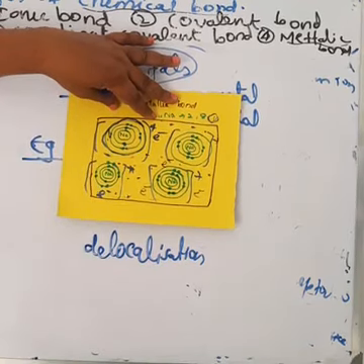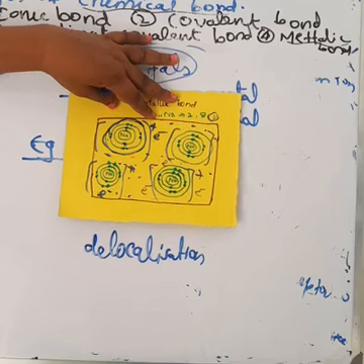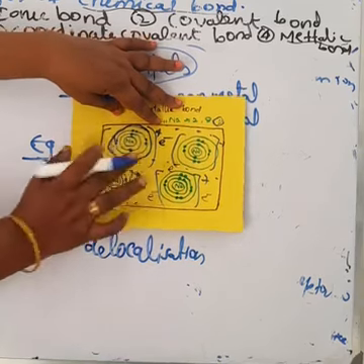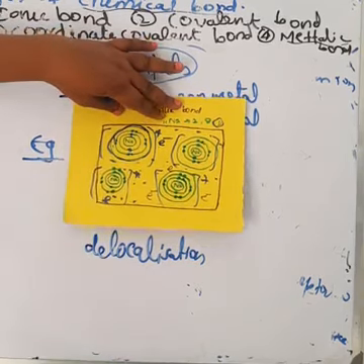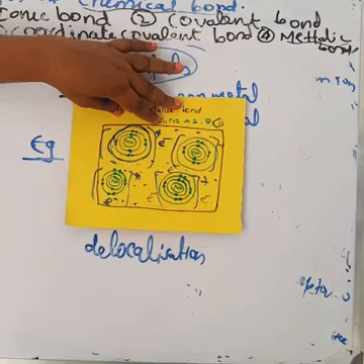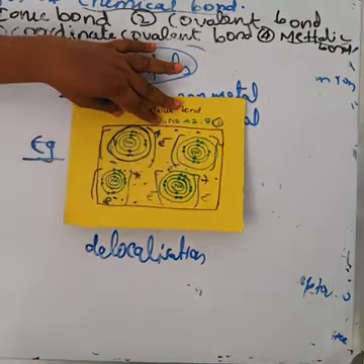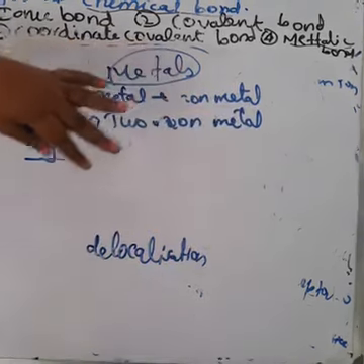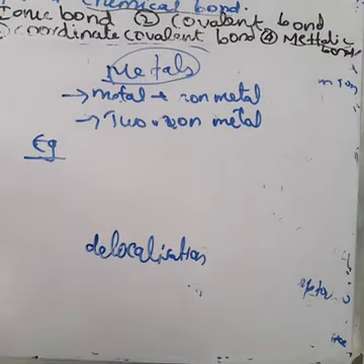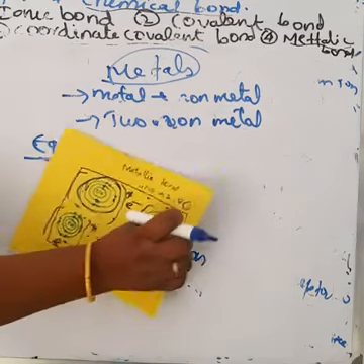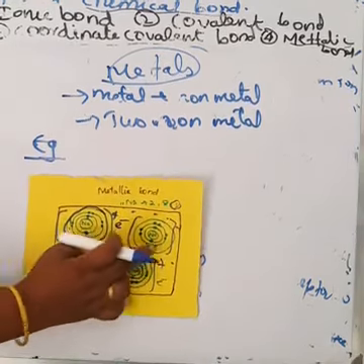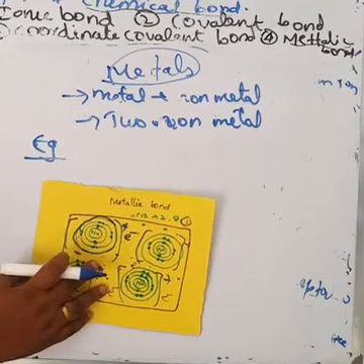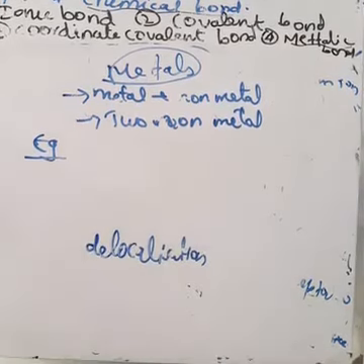These are free electrons that are not associated with a single atom; they are independent outer electrons. These are the metallic bond. Here there are no electrons in the outermost orbit. Clear? I hope all of you understood clearly.